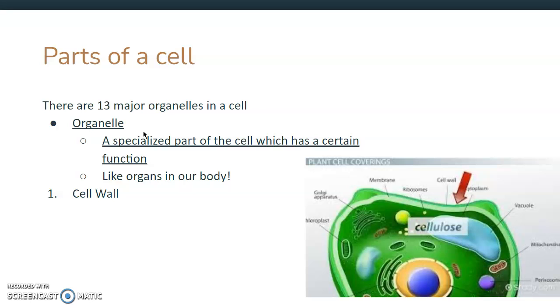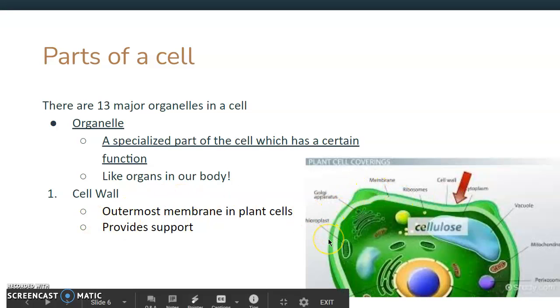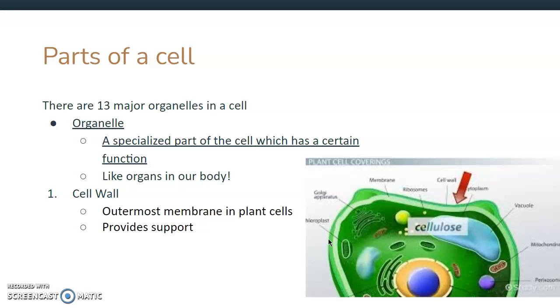So the first organelle we're going to learn about is the cell wall. A cell wall is the outermost membrane in a plant cell. We can see that just plant cells have a cell wall on the very outside, and it provides support. It helps give plants a lot of shape, which is really important when we think about a flower, for example, and how it grows up towards the sun. It needs that support to grow.